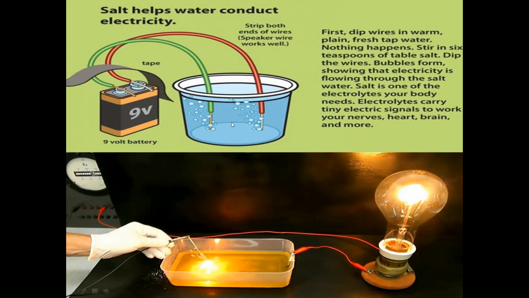But once we added salt to this water, what we can observe is the bubbles coming out of the wire ends. So this shows that there is the flow of electricity now in the salt water, which was not there before adding the salt. In the clean water, there was no bubble, there was no flow of electricity. Now after adding salt, the bubbles started coming out, showing that there is a flow of electricity.